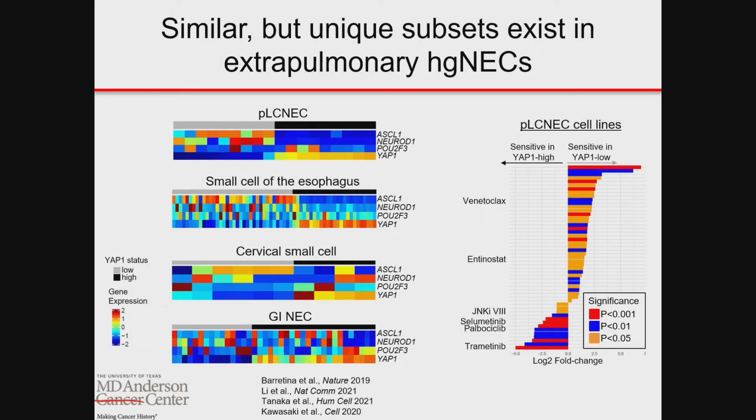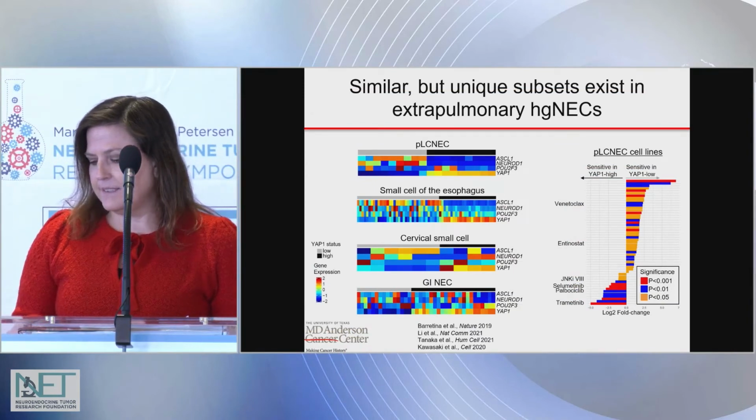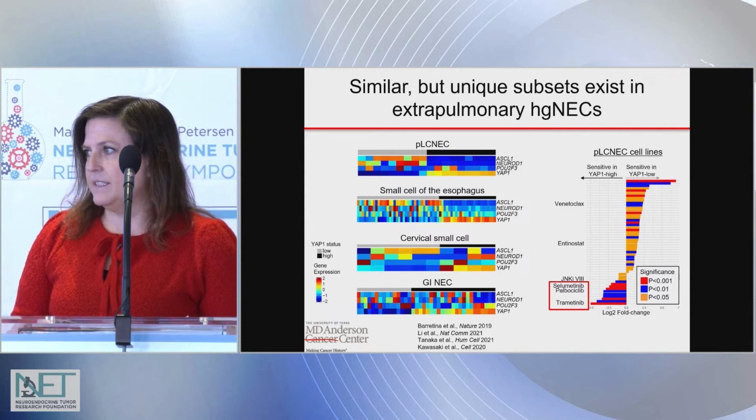We then applied the same 1,300 gene signature to publicly available high-grade NET data sets. At the top, there's pulmonary large cell, esophagus, cervical small cell, and GI NETs. And instead of identifying 4 subtypes, we found that there were, in fact, 2. One subtype is characterized by expression of the same transcription factors, ASCL1, NeuroD1, and POU2F3, but in the other subtype, instead of expression of these transcription factors, we found high expression of another transcription factor, YAP1. This YAP1-high subset we've been able to look at more in the pulmonary large cell cell lines and databases, and we found that high YAP1 correlates with sensitivity to MEK inhibitors and CDK4/6 inhibitors.